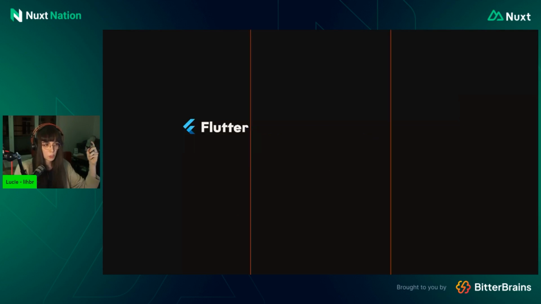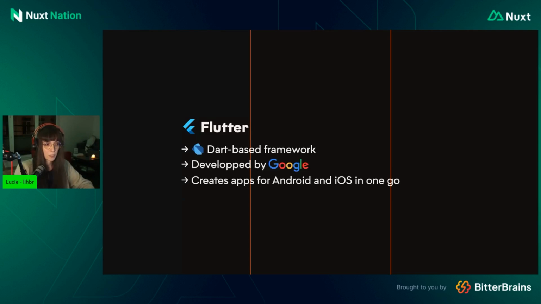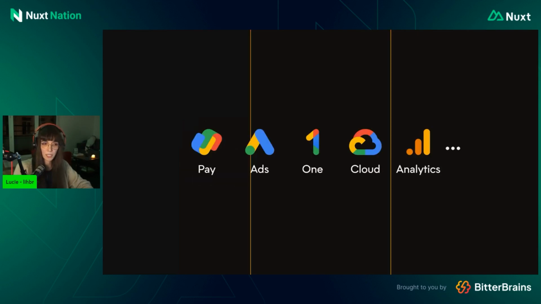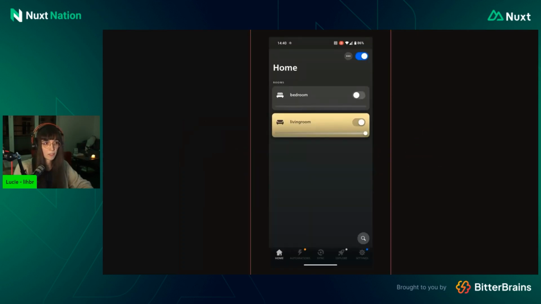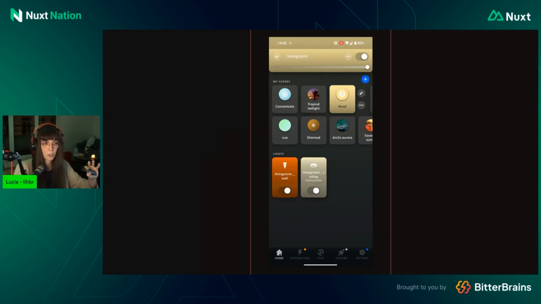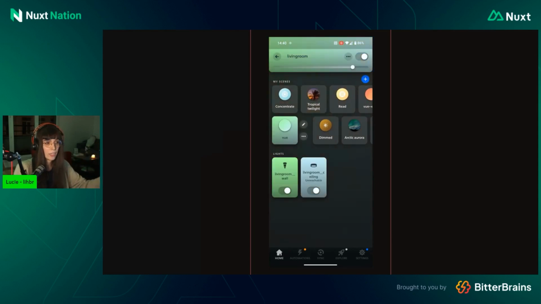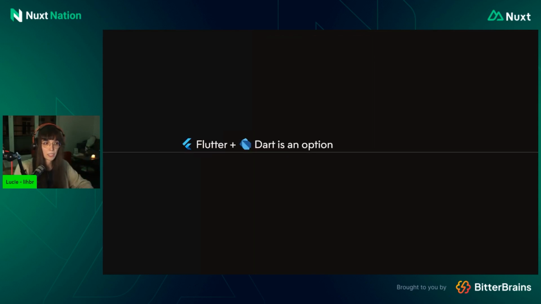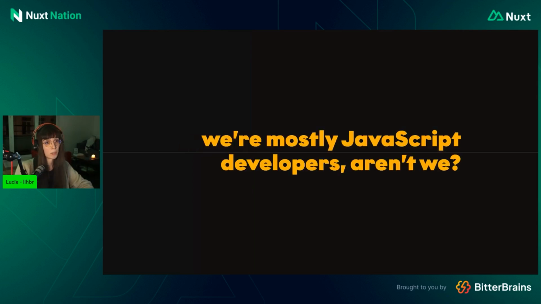To answer that issue, we have Flutter, for example. It's a Dart-based framework developed by Google, and with it, we can develop apps for Android and iOS in one go. Google is using it for many of its applications, and here's the Philips Hue application that's also coded in Flutter. So, okay, Flutter and Dart, that's an option, but in this room, we're mostly JavaScript developers, aren't we?